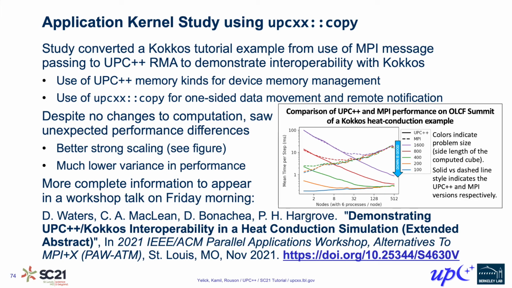Despite the lack of changes to the GPU compute kernels and no effort to carefully tune the UPC++ communication, we observed some interesting performance differences relative to the original message passing code. The figure shown here is extracted from that study, which will be presented in more detail at the PAW-ATM workshop on Friday. What it shows is that the UPC++ RMA is outperforming the original message passing code as the number of processes is increased in a strong scaling study. While not shown here, we also found that the message passing version had a large variance in the time to complete each iteration, where the UPC++ RMA version did not. If you are interested in learning more, I encourage you to attend the PAW-ATM workshop talk.